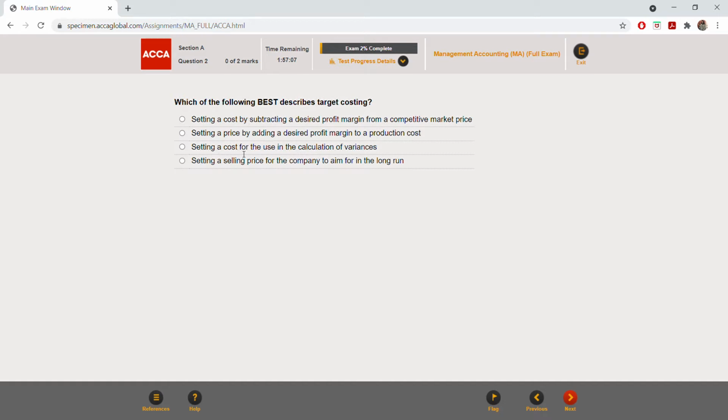So setting a cost using calculation of variances, or by subtracting a desired profit margin from a competitive market price. Target costing means you are targeting a cost. You want to set a cost. How do you set the cost? Just go back: subtracting a desired profit margin from a competitive market price. Whenever there's a price, we set a profit margin. That's how we put a selling price. But for the cost, you have to deduct the profit margin from the competitive market price. Hence, it is target costing. So it is the first one. It's not the use of calculation of variances.